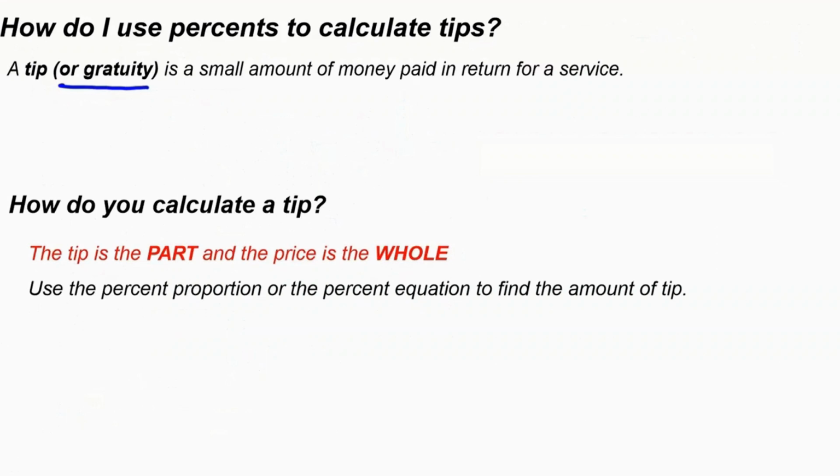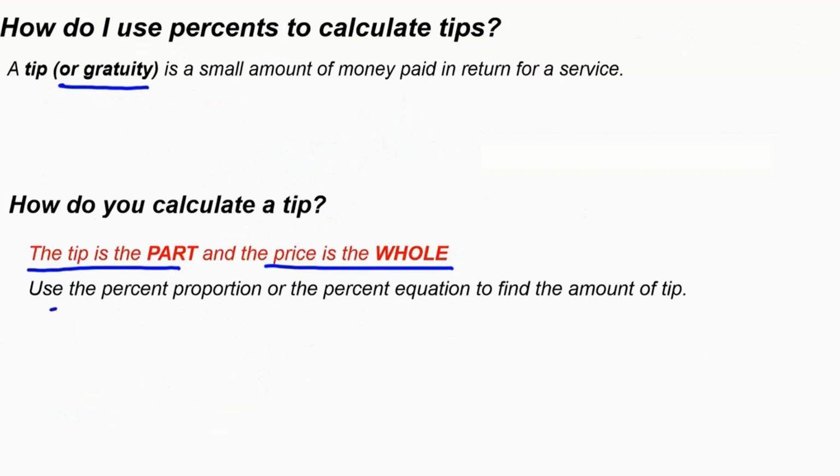And that's called a tip or a gratuity. So how do you calculate a tip? Again, the tip is the part, and the price that you paid for the service is the whole. So all of these problems we're solving, tax, tips, and commissions, these are all parts of wholes. So that's why we put them together, because they're all solved very similarly.